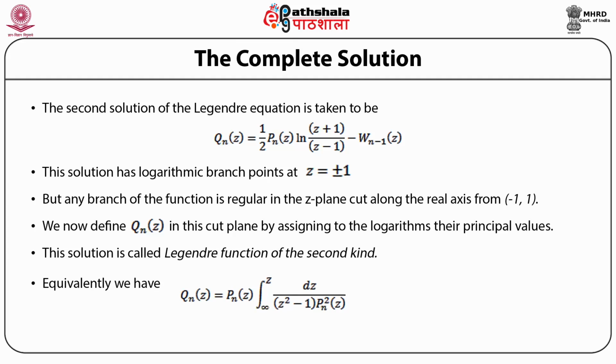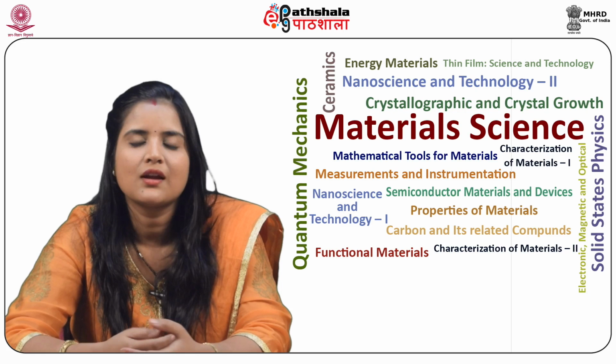Equivalently, we have Qn of z is equal to Pn of z multiplied by the integral over z going from infinity to z dz divided by (z square minus 1) into Pn square of z. While evaluating this integral, the path should not cross the cut from minus 1 to 1.